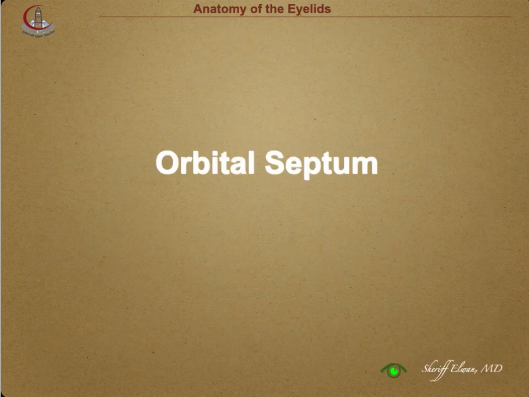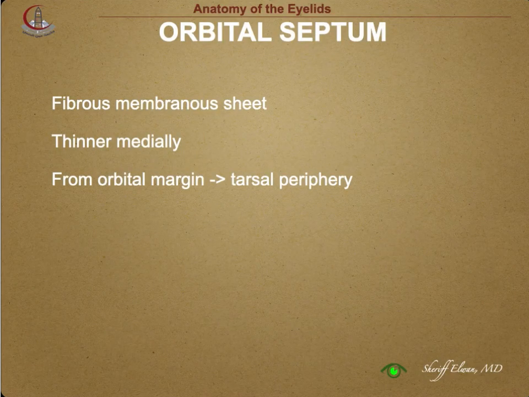Now we come to the orbital septum, and the orbital septum is a fibrous membranous sheet which is thinner medially that extends from the orbital bony margin to the peripheral attached external border of the tarsi.